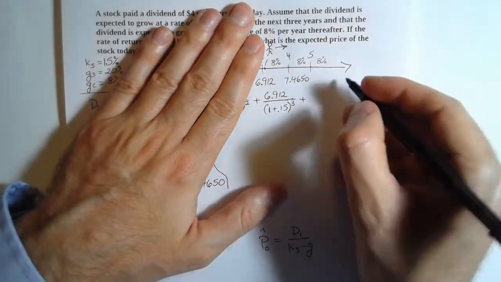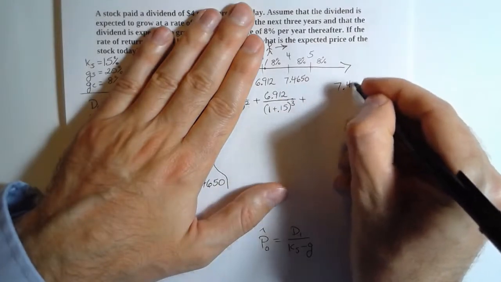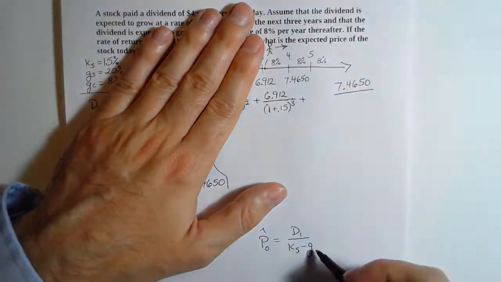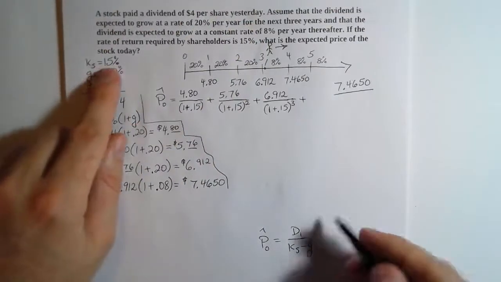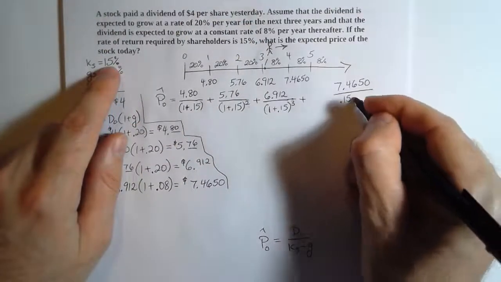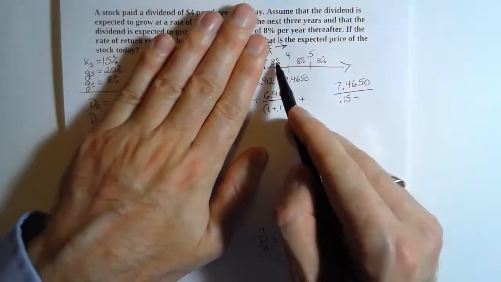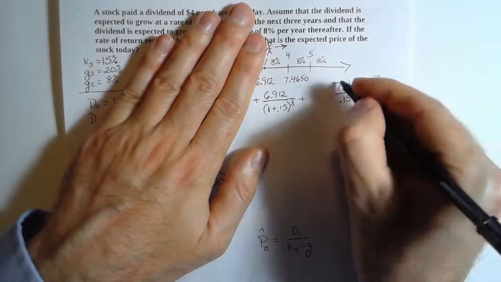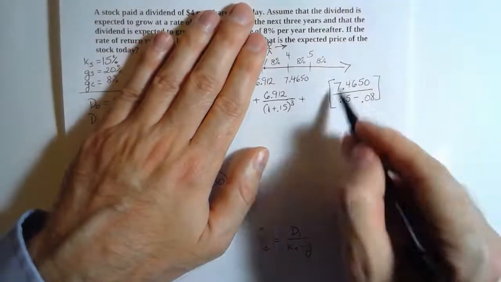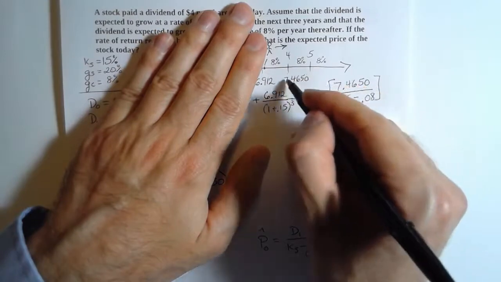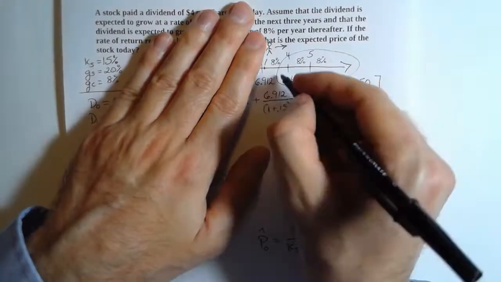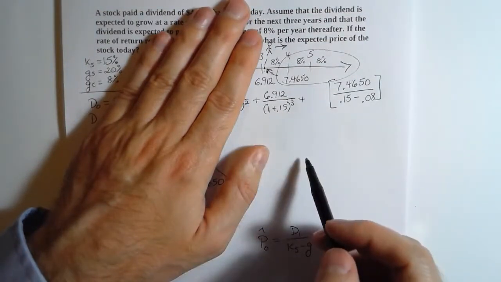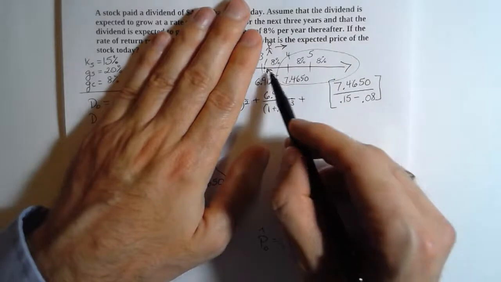So what we'll do is we'll take our 7.4650 and we will divide by our KS minus G. Now our KS is 0.15 and our growth rate, if we are dealing with this part of the timeline, is 8%, so 0.08. And this term would find the value of all these future dividends as of right there where the stick figure is standing. Okay?